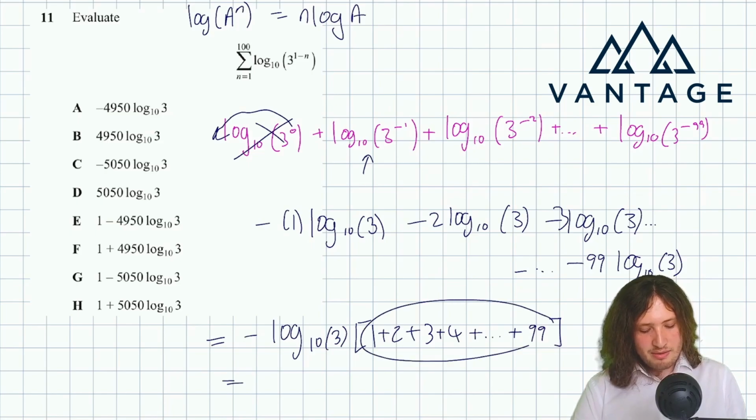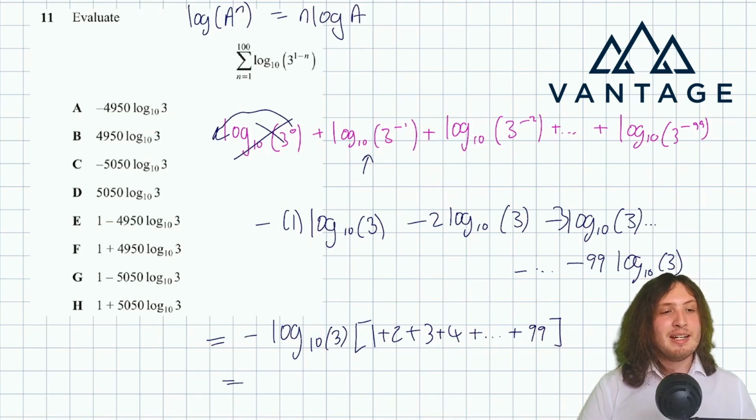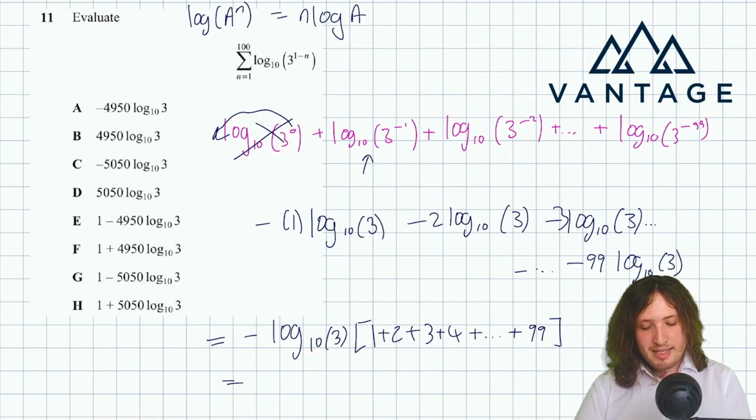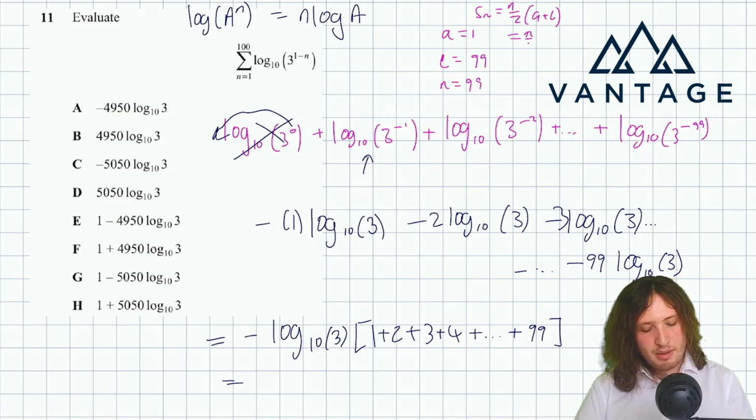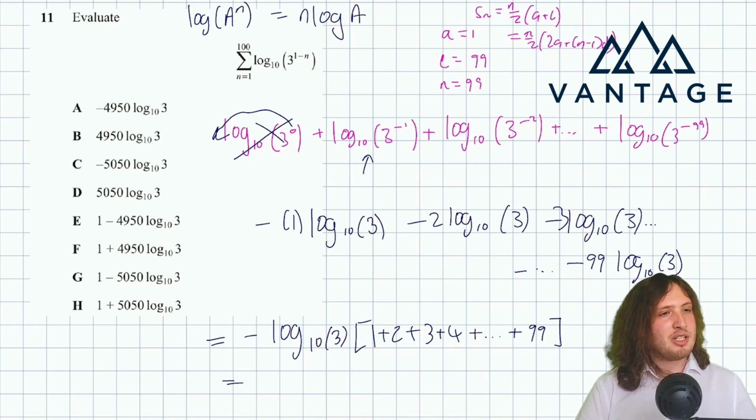So now all I have to do is evaluate the contents of that square bracket, but that is just a simple arithmetic series. So we've got first term, I'll call it a equals 1. We've got last term, I'll call it L equals 99, and we've got 99 terms. So using the formula for the sum of the first n terms of an arithmetic progression, n over 2 times (a plus L), where n is the number of terms, a is the first term, L is the last term. You can, if you prefer, use n over 2 times (2a plus (n minus 1)d), where d is the common difference. They're the same as each other. You must remember them. There's no formula booklet for this exam.